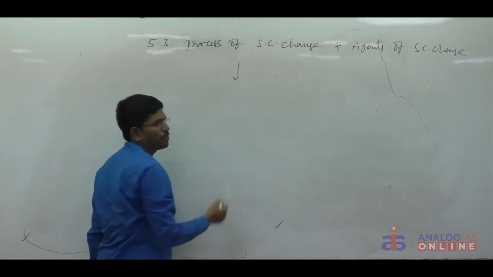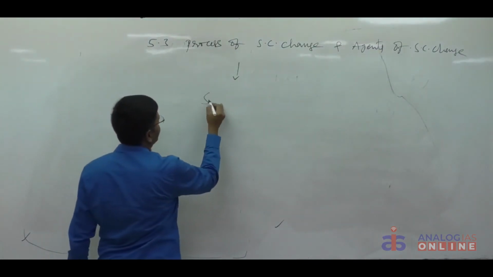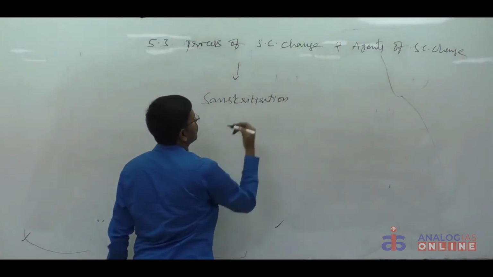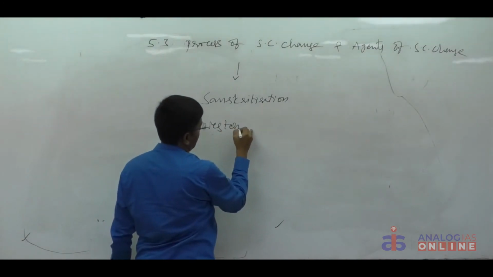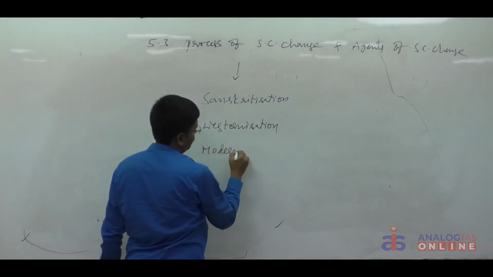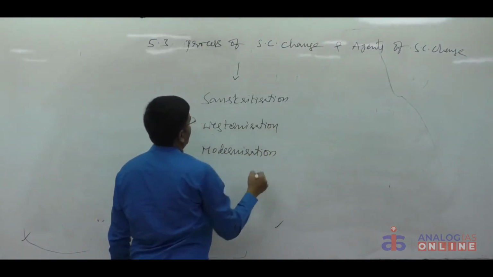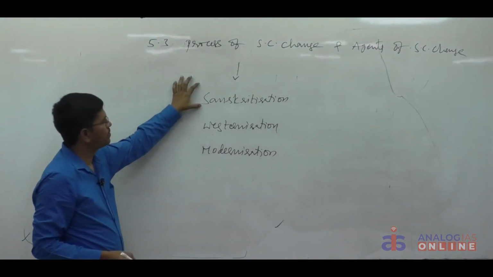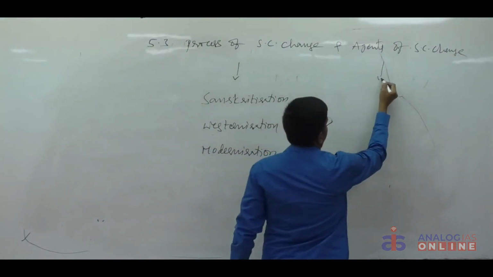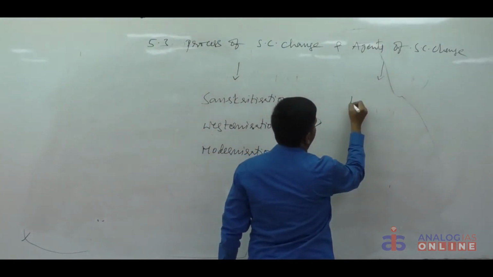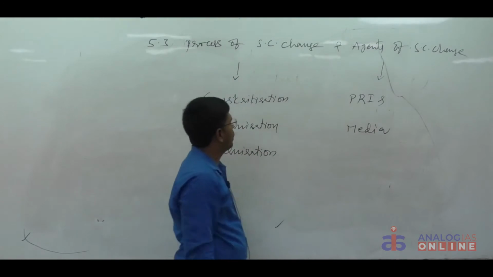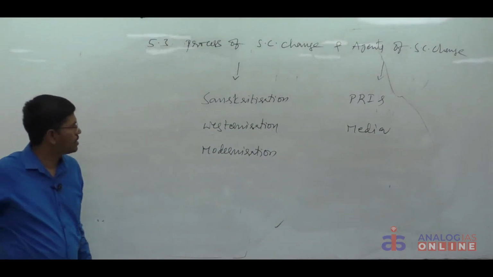In our syllabus, 3 processes are mentioned. They are sanskritization, westernization and modernization. This is an indigenous process, these two are exogenous processes. Agents of socio-cultural change, in our syllabus they mentioned 2 agents, one is PRIs, second one is media. First let us discuss sanskritization.